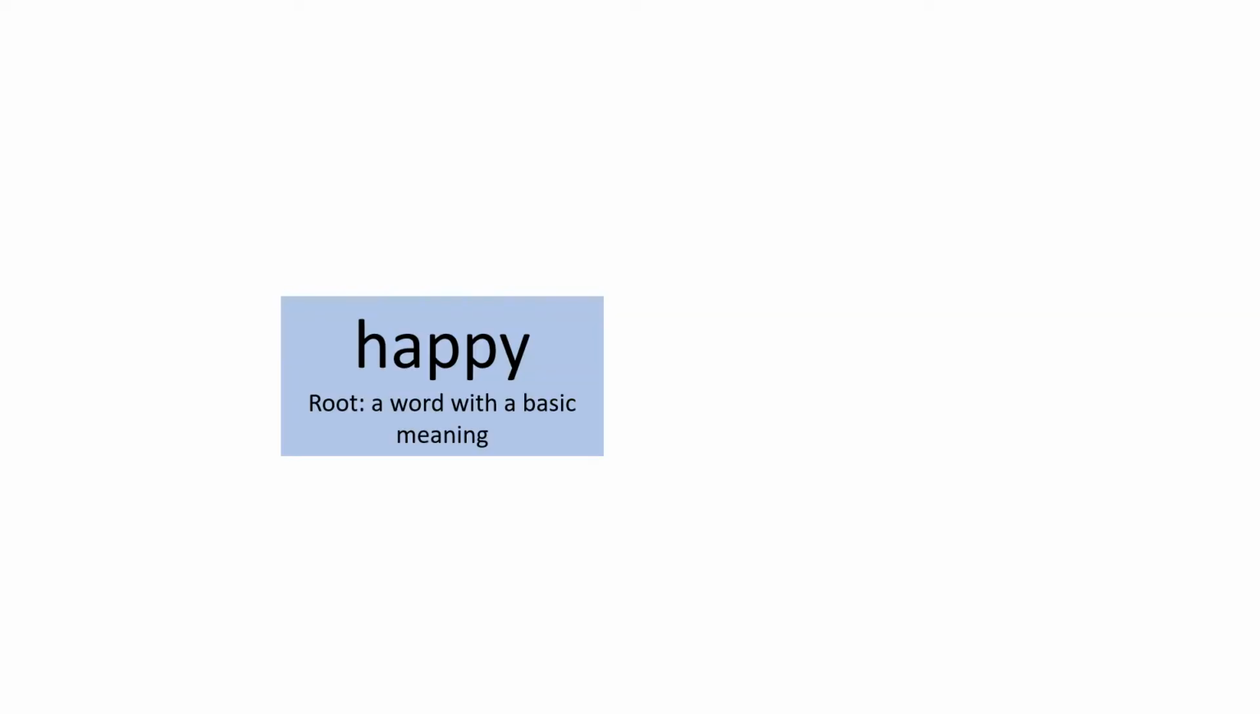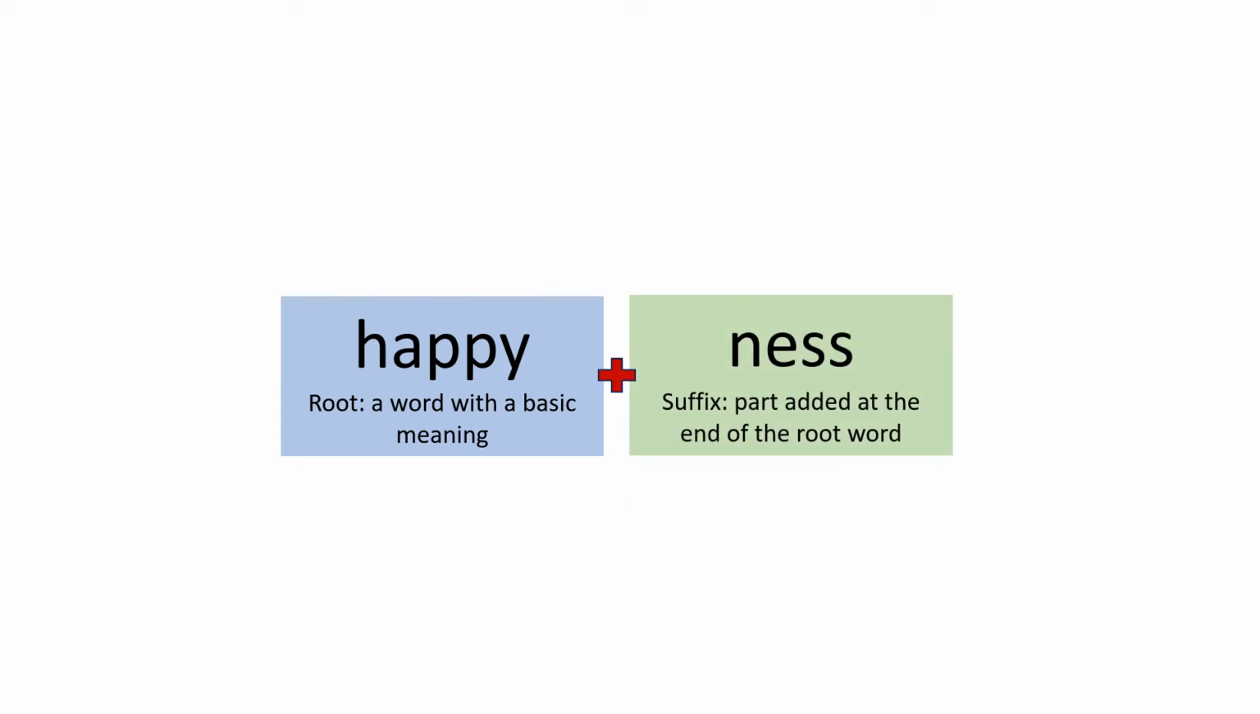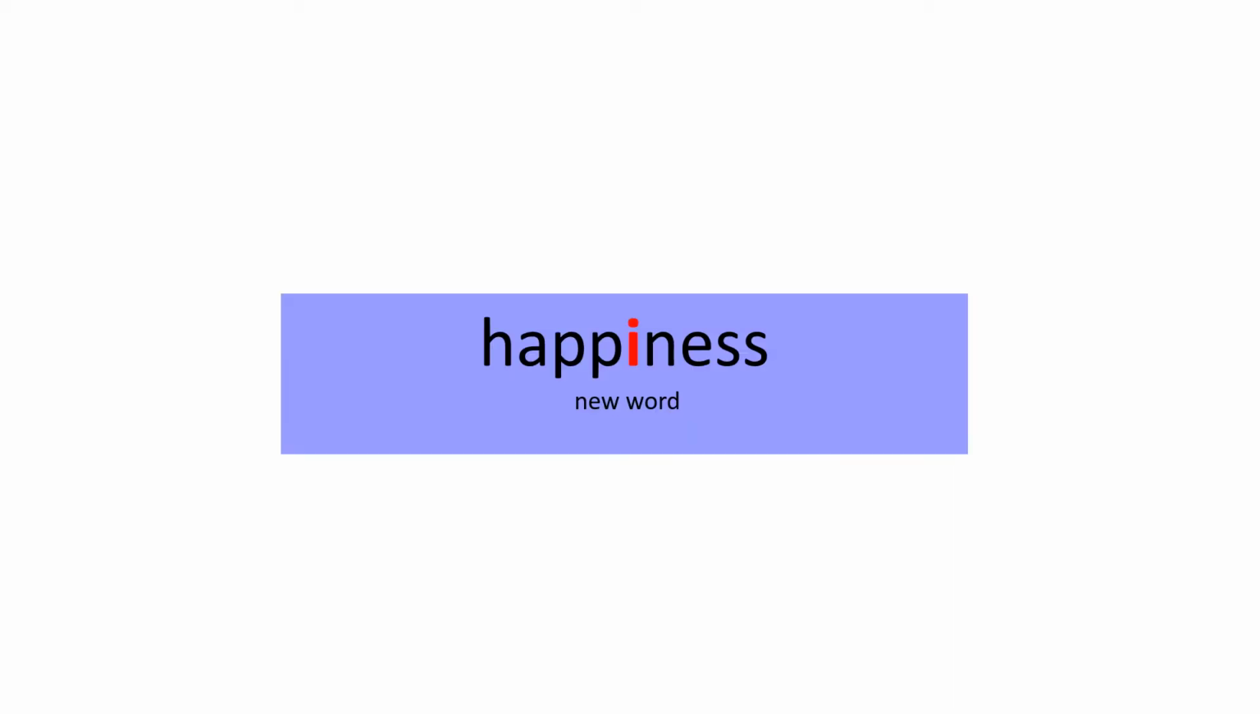Let's take a look at another root word, happy. We can add a small part behind the adjective happy to form a new word. Here, ness is a suffix. Be careful, sometimes the ending letter of the root word needs to be changed to form the new word. In this example, the Y at the end of happy is changed to an I to form the new word, which is happiness.